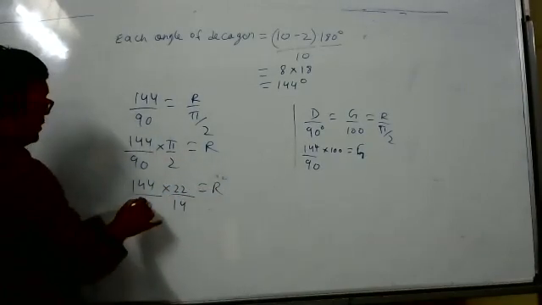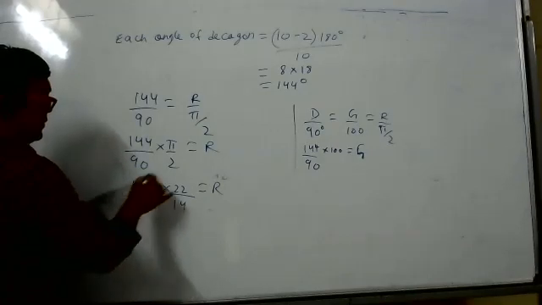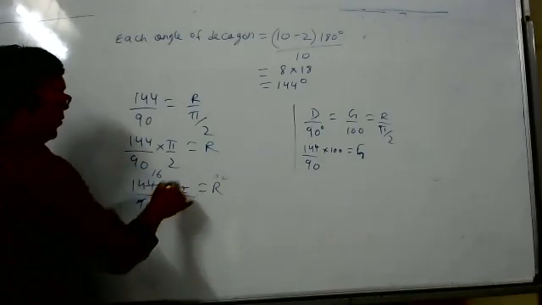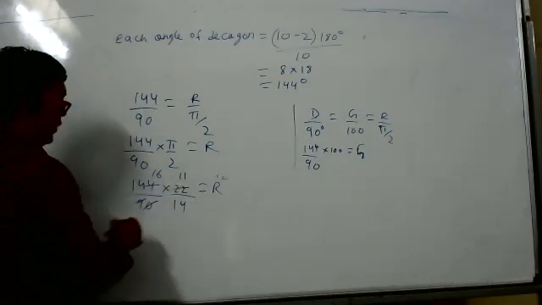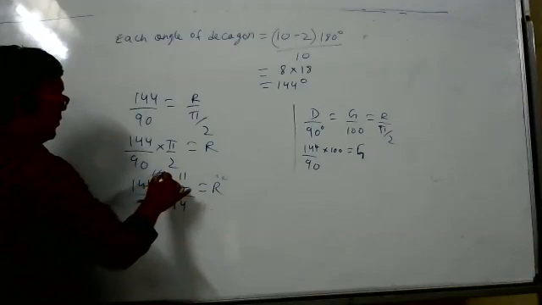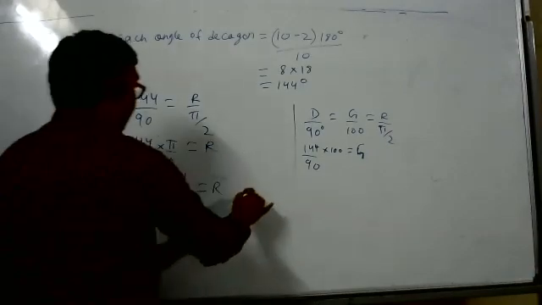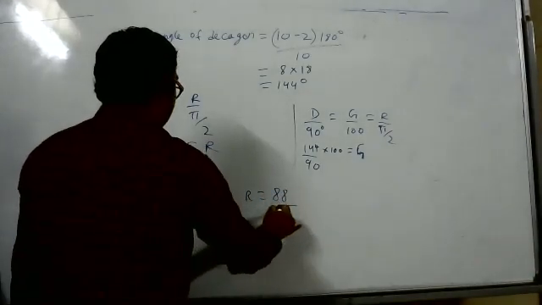So 9, I think 16 times will go. 16 times. 22, 2 times. This is 10, 5. Then again it will go 2 times, 8 by 7. So what you got, radian is equal to 88 by 35.